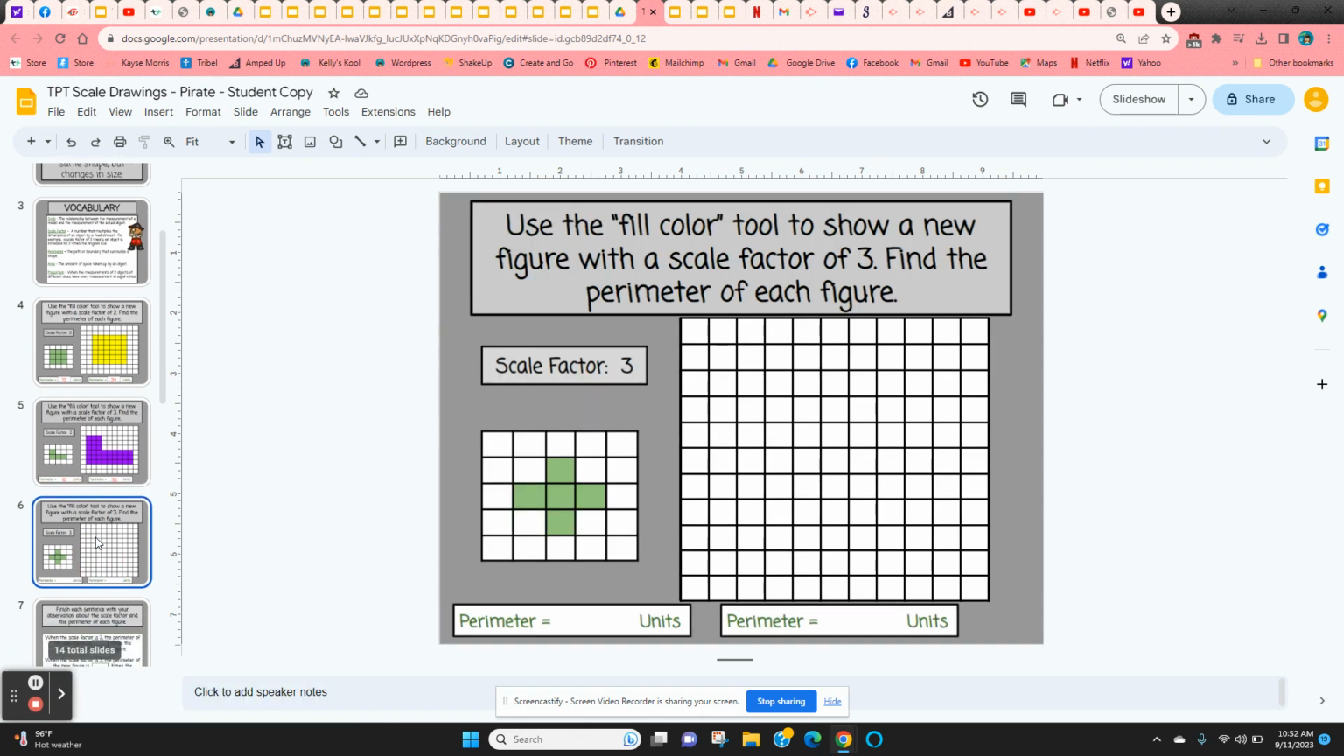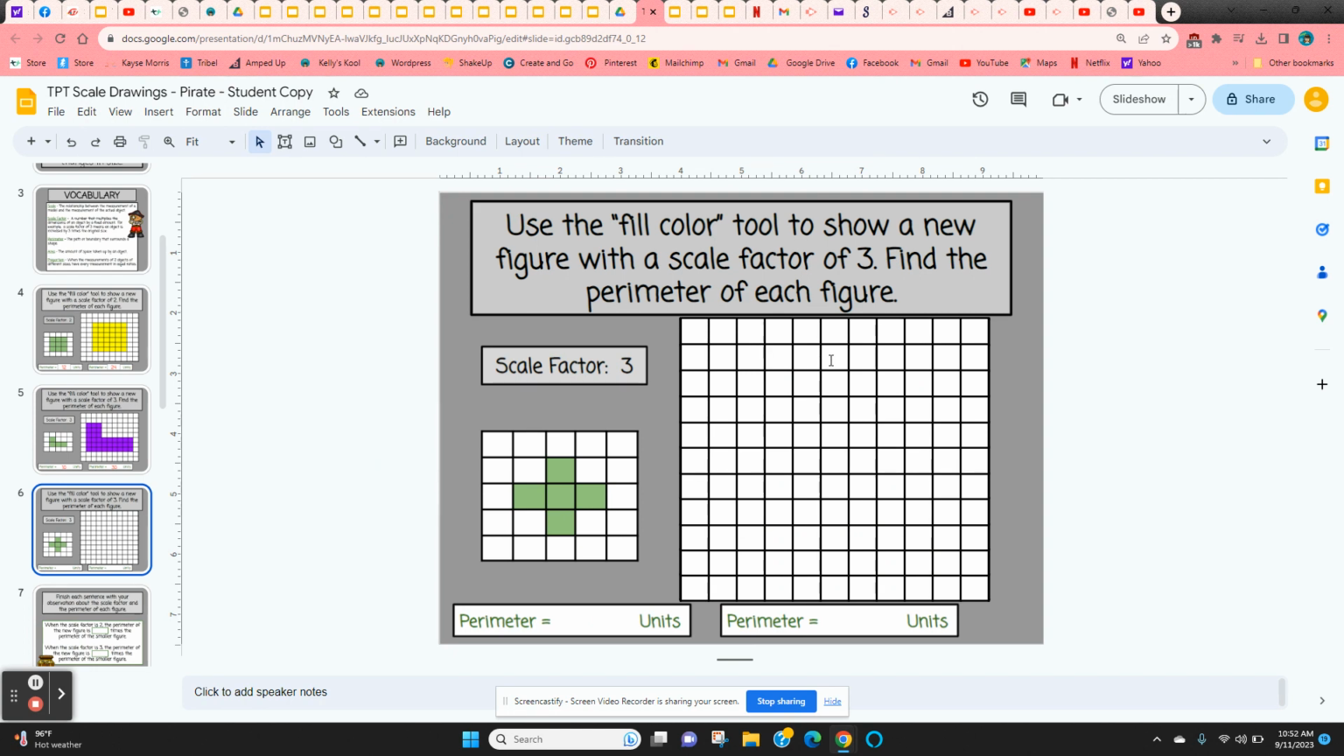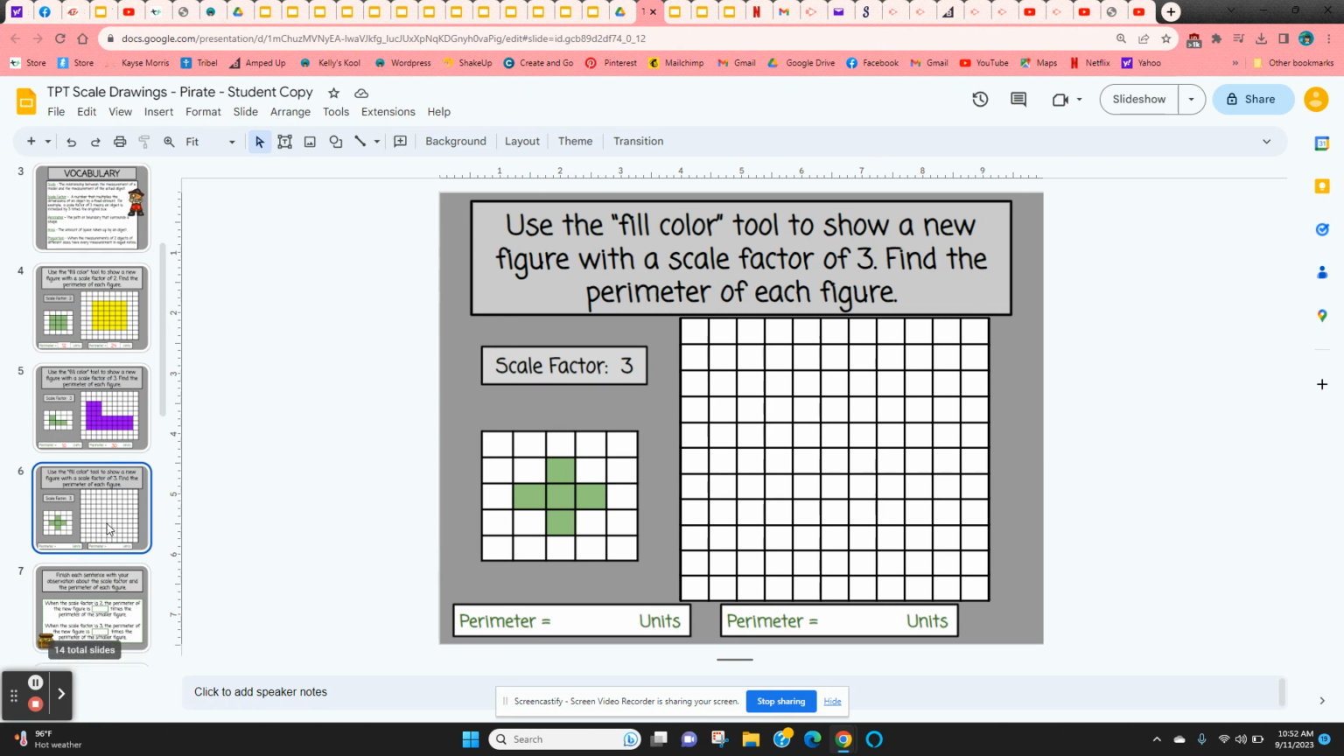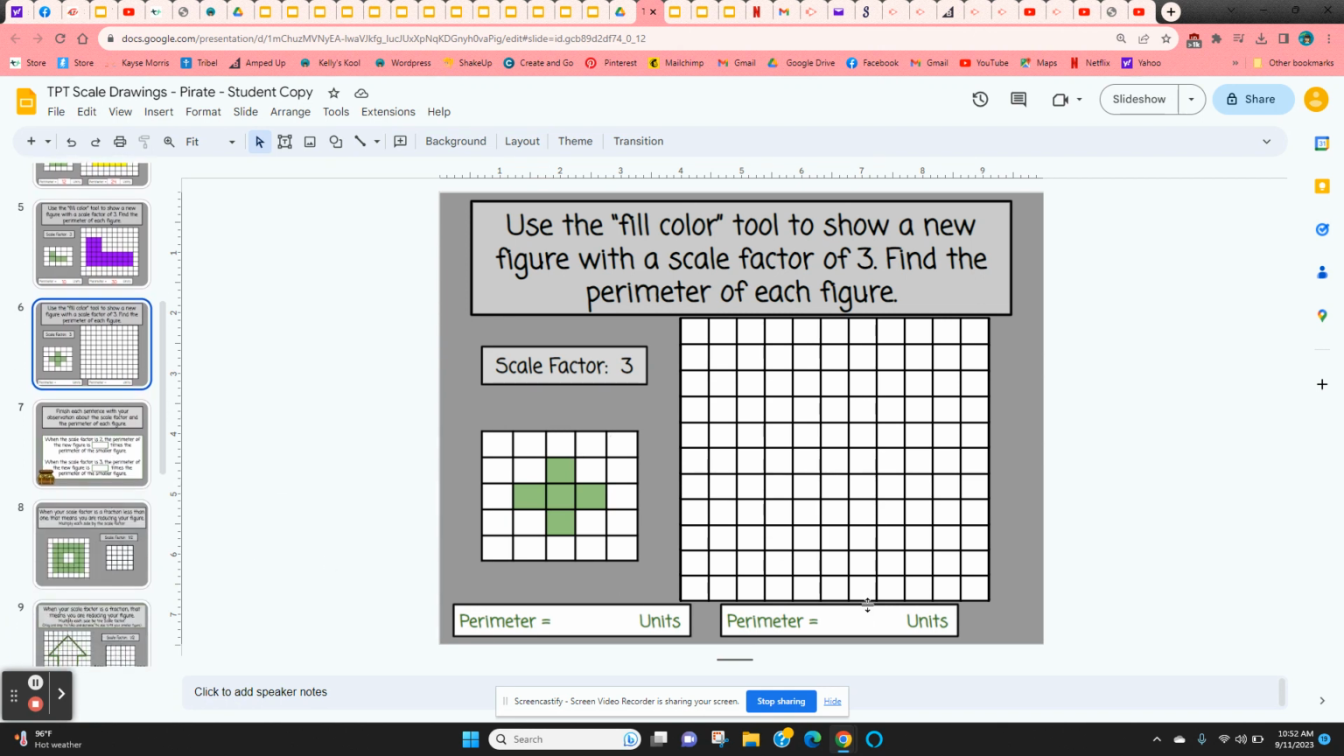You're going to do the same thing on the next slide. This one's a little bit tricky. You might want to do it with the students, but they're going to scale this up by a scale factor of 3 and then count the perimeter of each one. At this point, they should be able to predict what the perimeter is going to be.